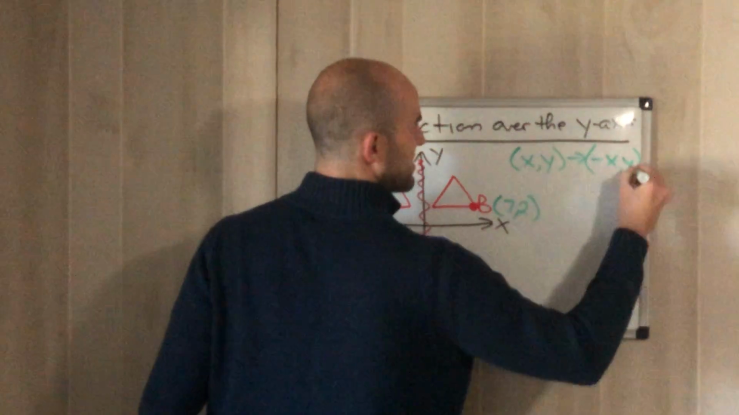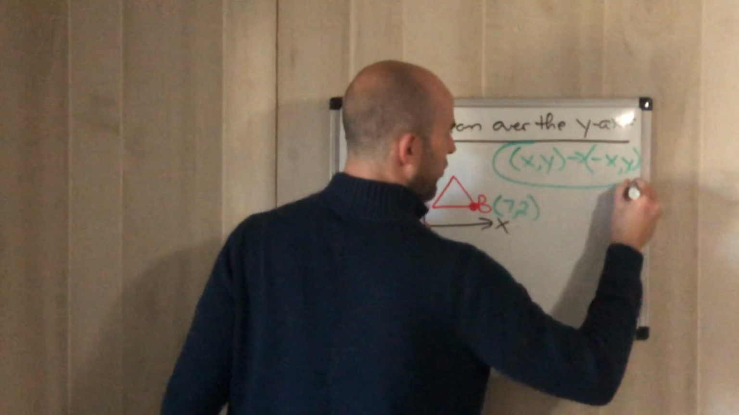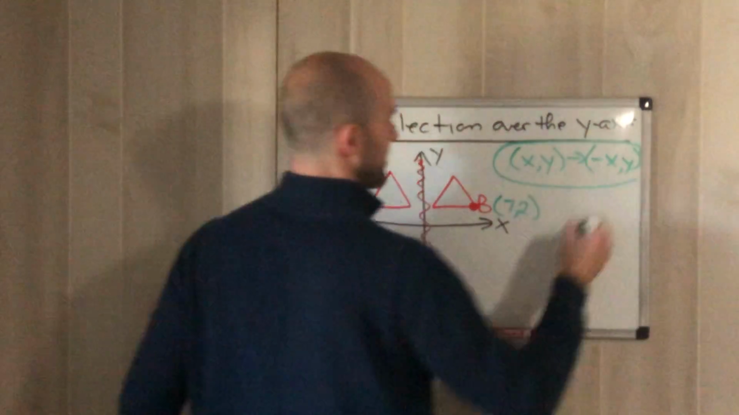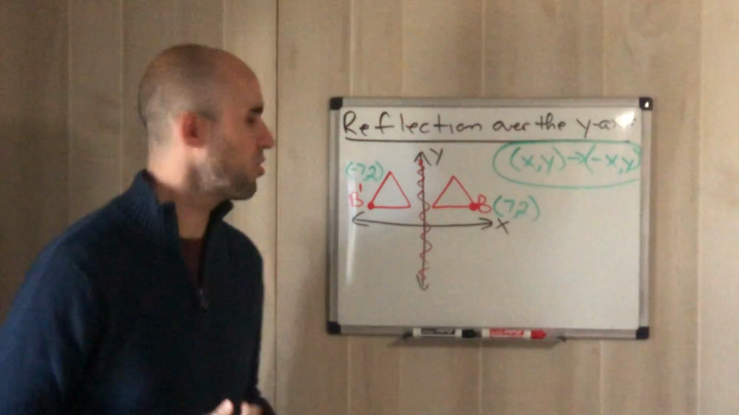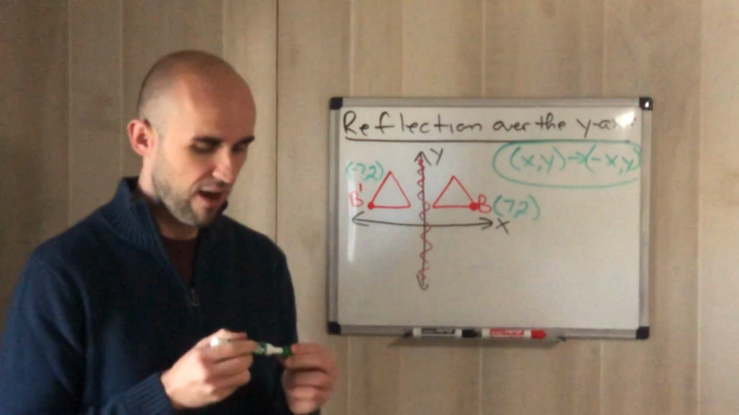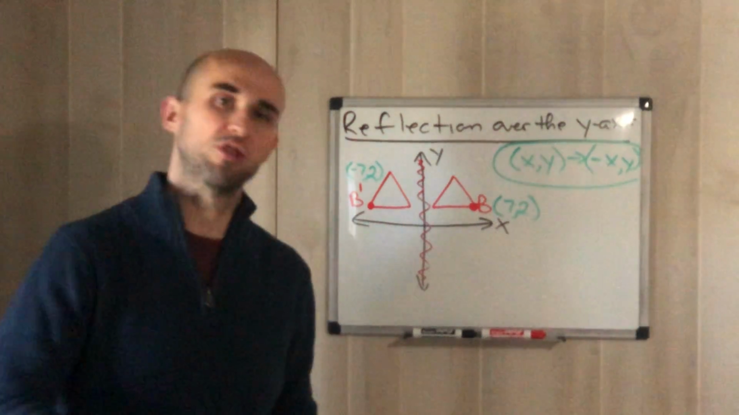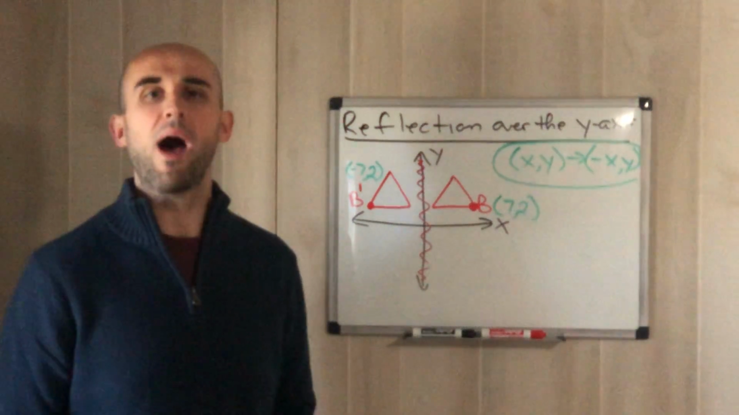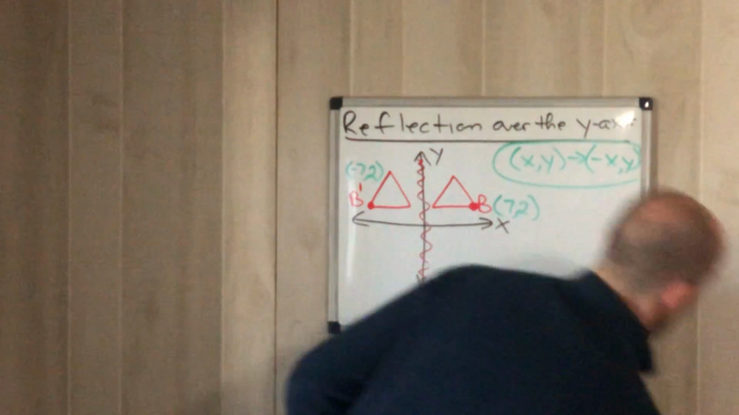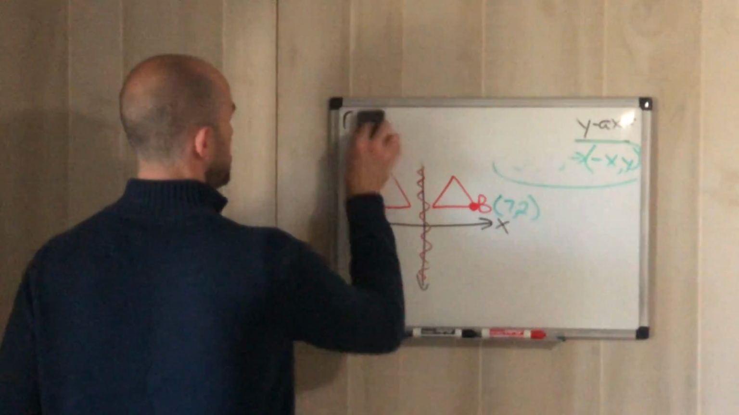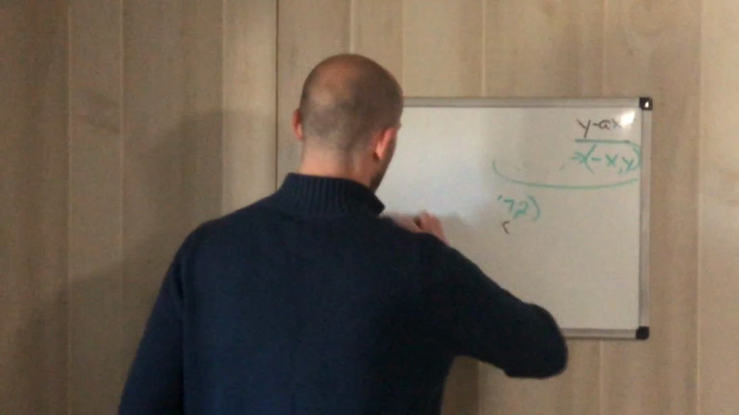Y always stays the same. And again, that's our rule for when you reflect over the y-axis. And the one thing I'm going to teach you, there's always a small trick to remember. Whenever you reflect over the x, you change the y. When you reflect over the y, change the x. It's always the opposite, guys. Always change the opposite depending on what you're reflecting it over.